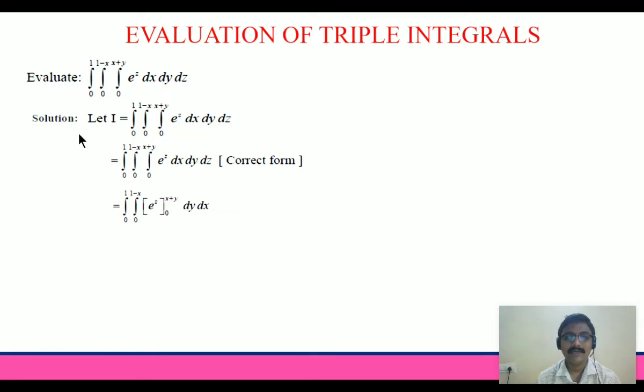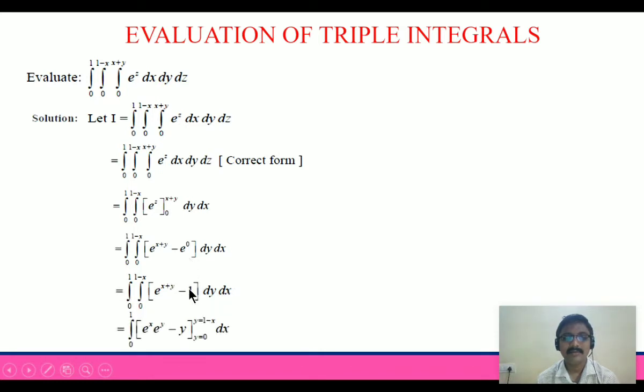While integrating with respect to z, we have to keep xy as constant. E power z integration is e power z. Substituting upper limit as x plus y and lower limit as 0. Now clearly the triple integration sum now becomes double integration. Now while integrating with respect to y, we have to keep x as constant. E power x plus y integration is e power x plus y. E power 0 is 1. 1 integration with respect to y is y. Now substituting upper limit as 1 minus x and lower limit as 0.